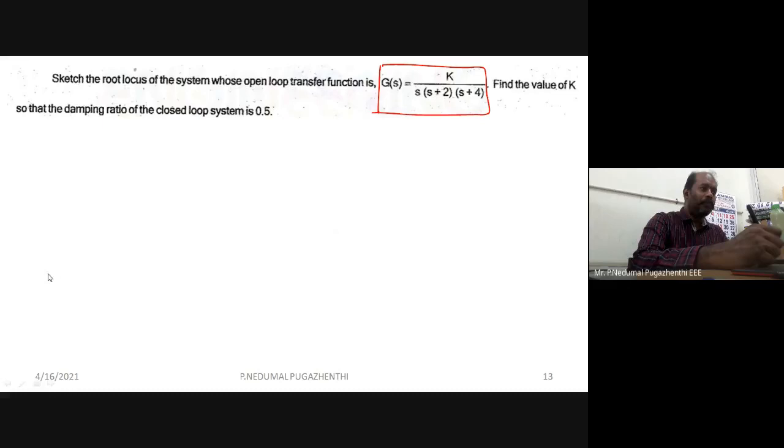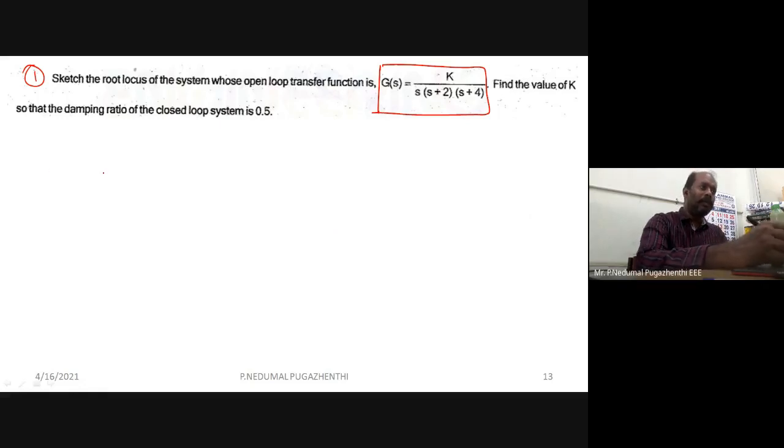The problem statement has two parts actually. The first part deals with sketching the root locus of the system whose open loop transfer function is provided as G(s) = K divided by s(s+2)(s+4). Find the value of K so that the damping ratio of the closed loop system is 0.5. That is the second part. So the first part is drawing the root locus plot.